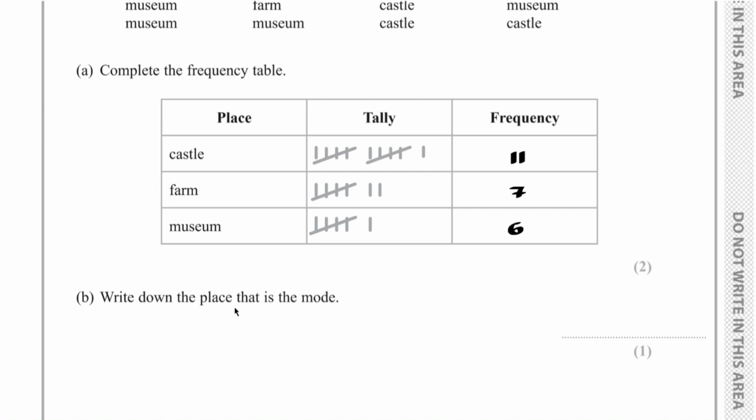Part B, write down the place that is the mode. The mode is the one with the highest frequency. The highest frequency is 11, which corresponds to castle.